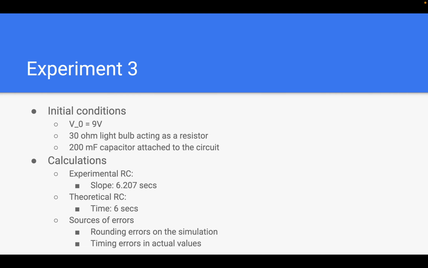And then for experiment 3, the initial conditions were that V0 is equal to 9 volts and a 30 ohm light bulb acting as the resistor. And again, the capacitor is attached to the circuit.